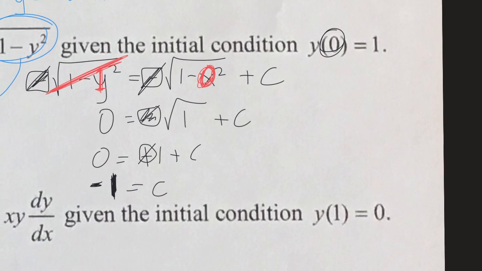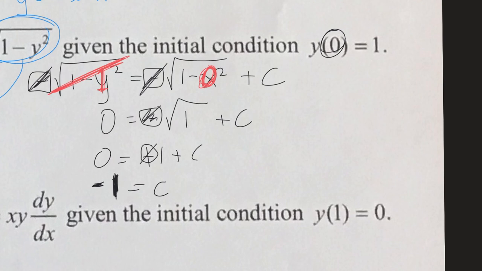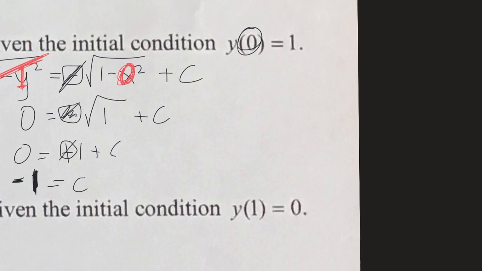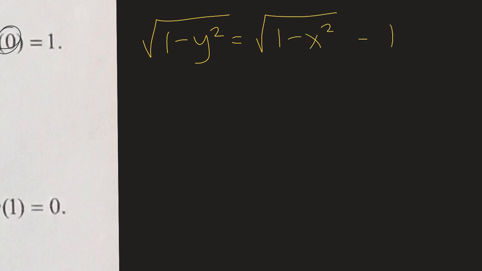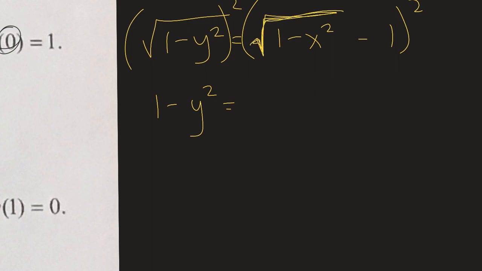All right, so now, are we done yet? No, we're not done yet. The last thing is we have to solve this for y. So root 1 minus y squared equals root 1 minus x squared minus 1. So we're going to square both sides. So here's the algebra, square both sides. This is where calculus gets hard, is doing the algebra. So remember, it is this thing times itself.